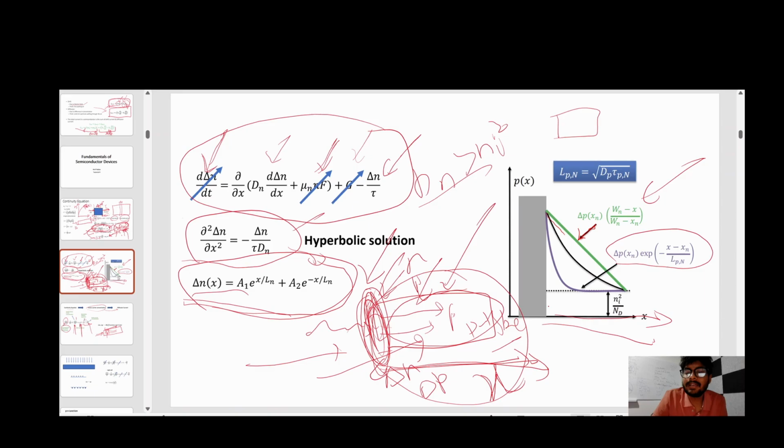So sir, if the channel is long, then purple happens. If the channel is moderate, then black happens. And if the channel is very small, then green happens. Yes. We have to remember the formula, sir.